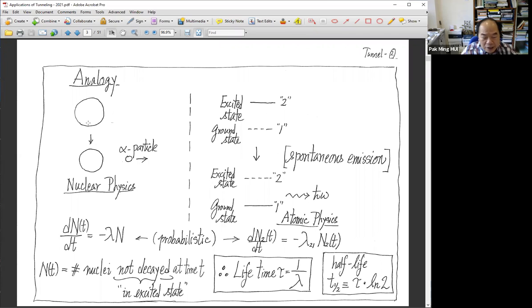Similarly, in nuclear physics, you have this nucleus here that can undergo alpha particle decay. So you can think about it, you have a collection of nuclei, and it is a probabilistic event. So the number will decay in time just like our excited atoms formula. Therefore, there will be a lifetime. This is 1 over lifetime, okay? So there will be a lifetime associated with the nuclei that can undergo alpha decay.